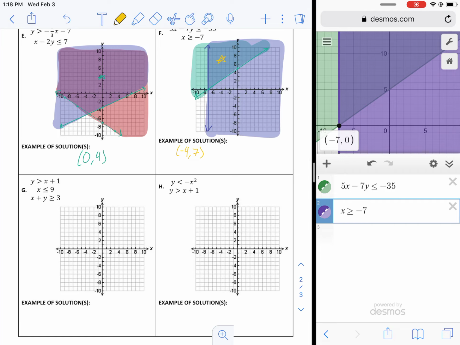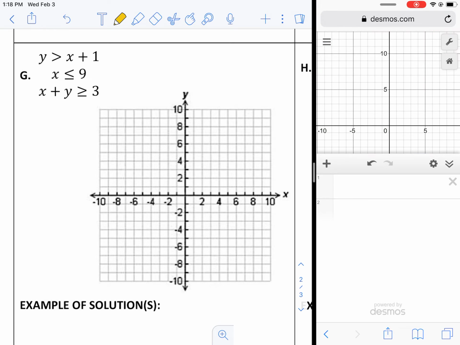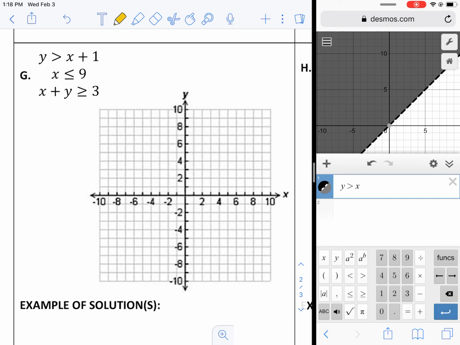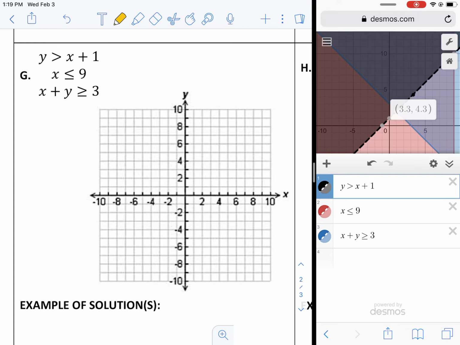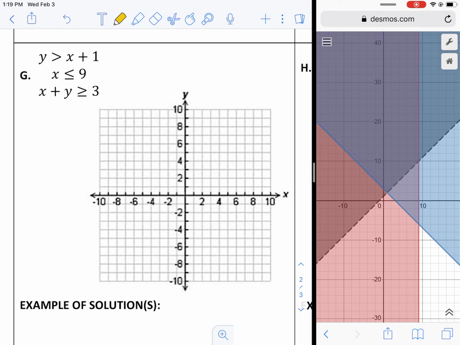And I guess we'll just keep doing these, all right? I want you to try these ones, okay? You're basically just doing the same thing, all right? For this one, you've got 3, but that doesn't really do anything different. There's your first one, x is less than or equal to 9. There's your second one. And then you've got x plus y is greater than or equal to 3. There's your third one. So here you're going to have 3 shadings. But again, you're looking for where all 3 shadings overlap.